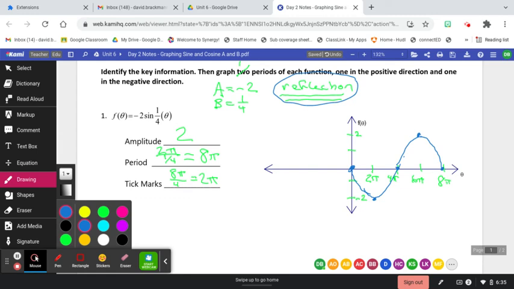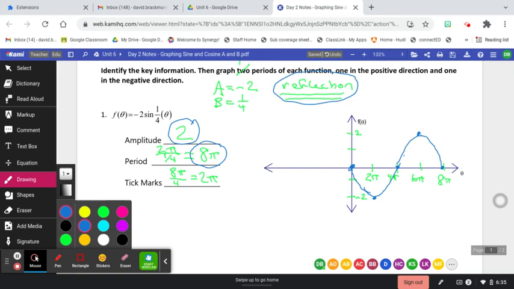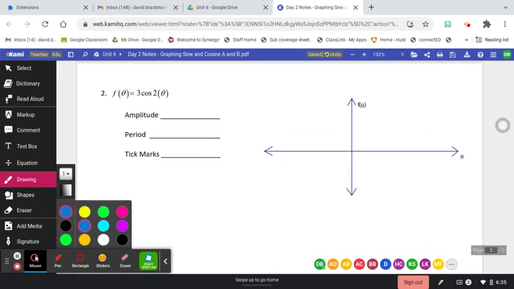So we had a stretch vertically that changed our amplitude to 2. We had a stretch horizontally, which changed our period to 8 pi, which in turn changed our tick marks. And then we had that reflection, okay? All right, let's do one more.